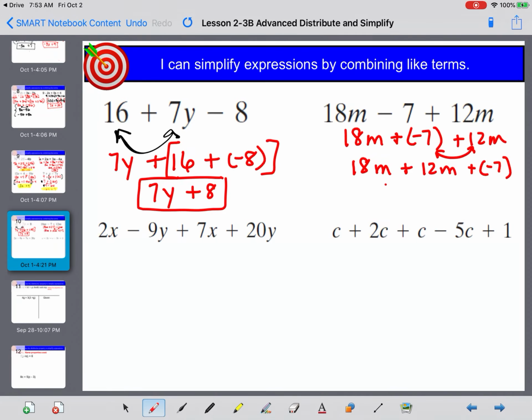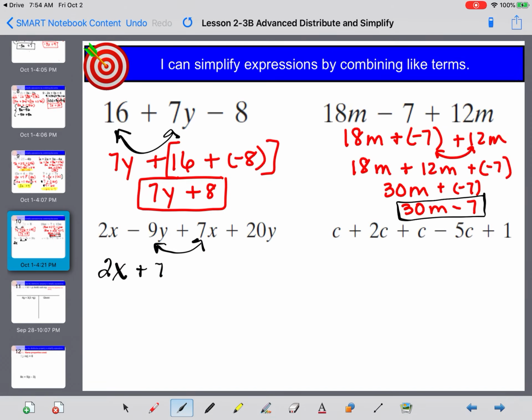18m plus 12m is 30m plus negative 7, or I like to just say 30m minus 7. I feel like either answer is correct, but I feel like 30m minus 7 is the most straightforward. All right, the next one. I would like to get these together. I'm going to switch these around, and I'm going to say 2x plus 7x plus negative 9y plus 20y.